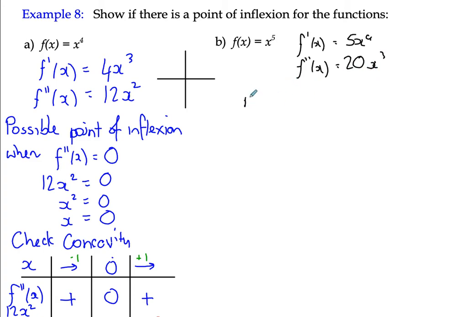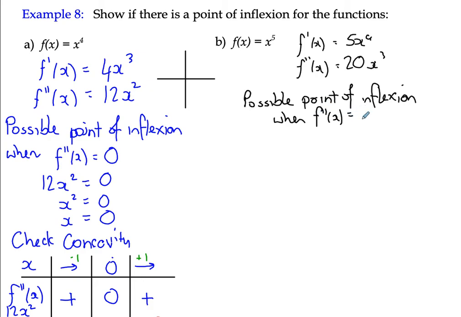We can say that there's a possible point of inflection when the second derivative is equal to 0. So what is our second derivative? It's 20x cubed. So we can say 20x cubed is equal to 0. Now that's going to, of course, result in the same answer as in part A. Here we're saying that x equals 0 is a possible point of inflection. So let's check for concavity.